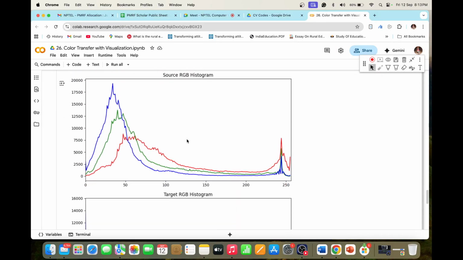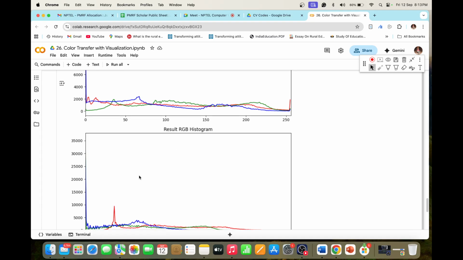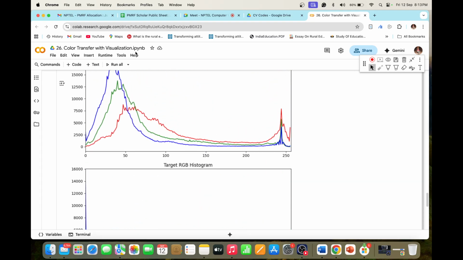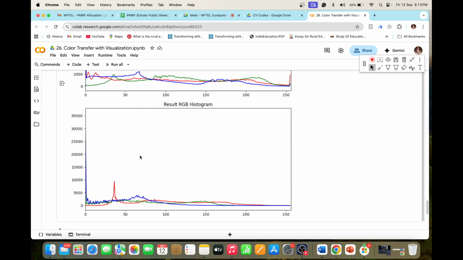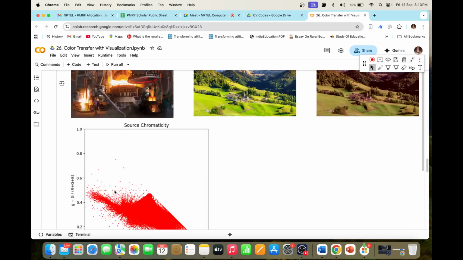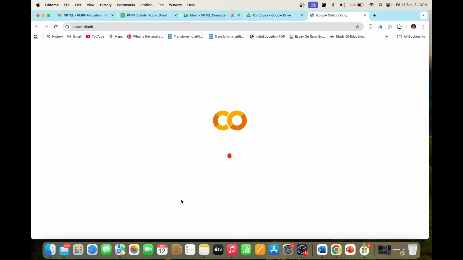And this is regarding histogram. This is your source histogram, this is your target histogram, and this is your resultant histogram. You can see where the peaks are over here, in the resultant these peaks are over here. So this is regarding histogram. Similarly, you can see one code for this chromaticity operation with an interactive chart.